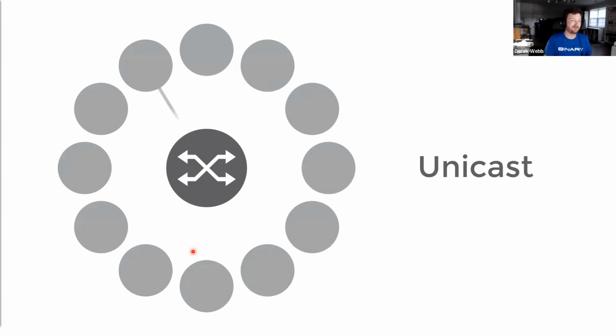Unicast is the most common type of network message. It is a one-to-one communication: one IP address talking directly to another IP address. It's the most common. It's not very traffic intensive. It's pretty simple, but it's not as quick and as fast as some of the other ones that are out there.